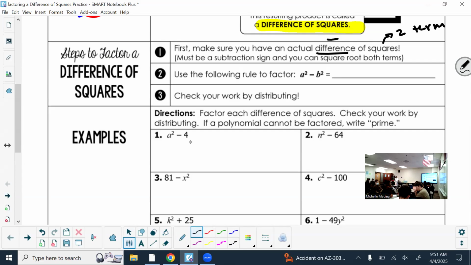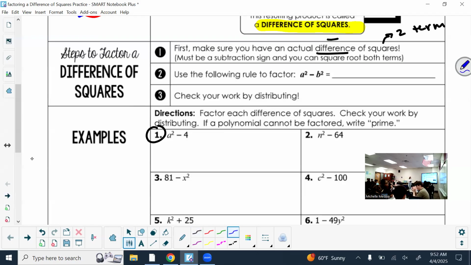Okay, so for example, number 1, check to see, is that a difference of squares? Is it a subtraction sign in between them? Up here, is this a difference of squares? Is there a subtraction sign in between them? Are they both perfect squares? What's the square root of a squared? Come on, guys, in order to factor this, you need to be able to tell me if something's a perfect square or not. What's the square root of a squared?